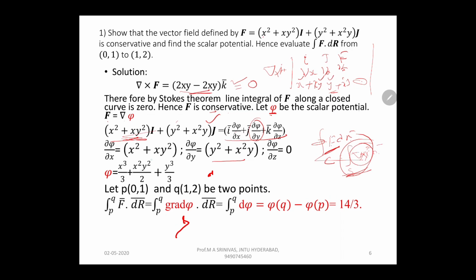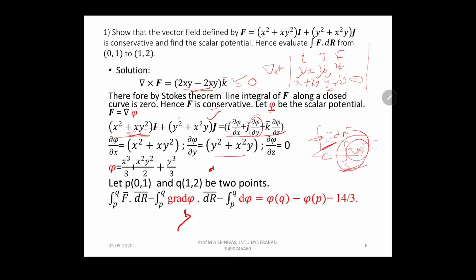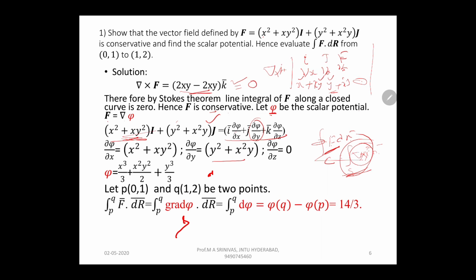Similarly, if I differentiate the first one, I'll get x cube by 3. So from this, I'm writing here x cube by 3 plus x square y square by 2 plus some function of yz. Again, differentiate this. If I differentiate this, what is phi? I'll get y cube by 3.